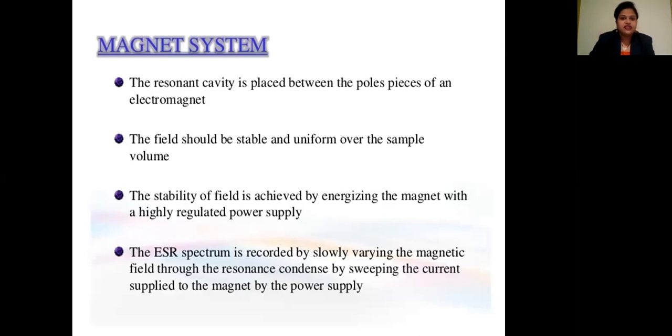Next part is the magnet system. The resonant cavity is placed between the pole pieces of an electromagnet. The field should be stable and uniform over the sample volume. The stability of field is achieved by energizing the magnet with a highly regulated power supply. The ESR spectrum is recorded by slowly varying the magnetic field through the resonance condition by sweeping the current supplied to the magnet by the power supply.